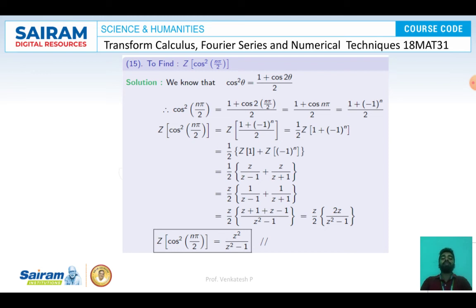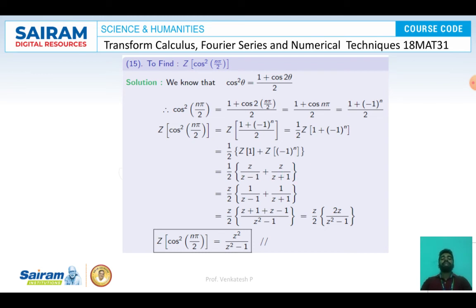So now for this one I am going to apply z transform on both the sides. So z transform of cos square n pi by 2 will be equal to z transform of 1 plus minus 1 power n by 2. So the constant 1 by 2 I will take outside, into z transform of 1 plus minus 1 power n we can write. So expanding this equation, we got 1 by 2 into z transform of 1 plus z transform of minus 1 power n. So we got 1 by 2 into z by z minus 1 plus z by z plus 1.